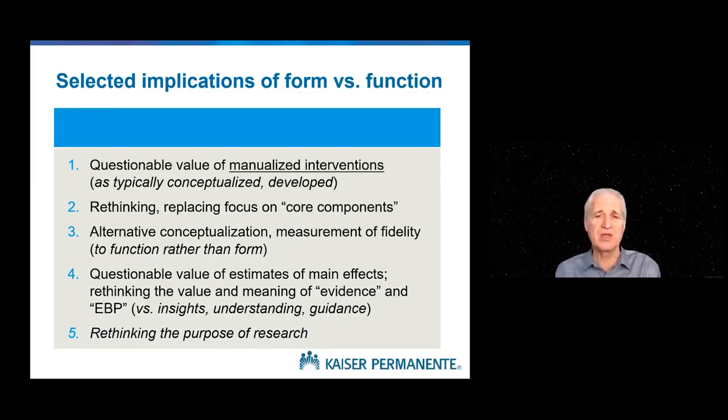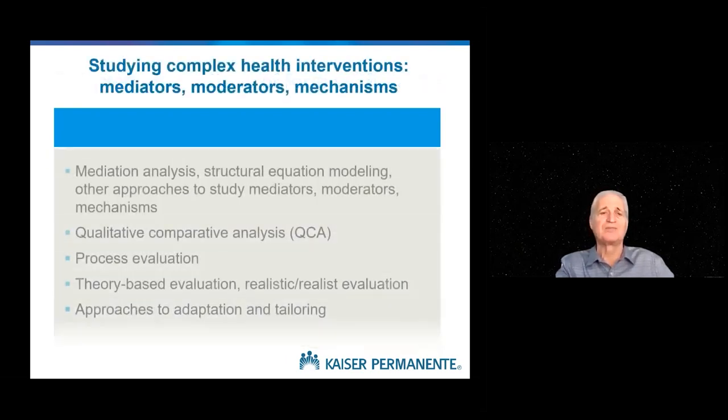We know that manualized interventions can often be counterproductive. We should not be focusing on core components or activities or forms, but instead thinking about core functions. Our measurement of fidelity should not measure fidelity to the manual or to form, but instead fidelity to the core function. And again, estimating main effects is often counterproductive or of limited value because the main effects or the average effects are close to zero. We need to understand how these interventions achieve their effects rather than whether they're effective or not.